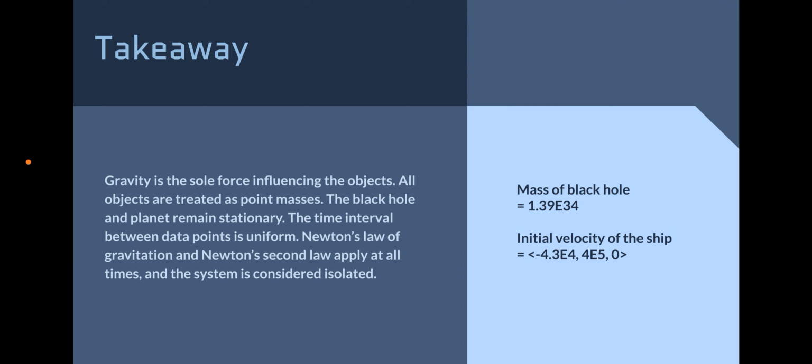Mass of the black hole is 1.39 times 10 to the power of 34. Initial velocity of the ship: negative 4.3 times 10 to the power of 4, 4 times 10 to the power of 5, and 0.